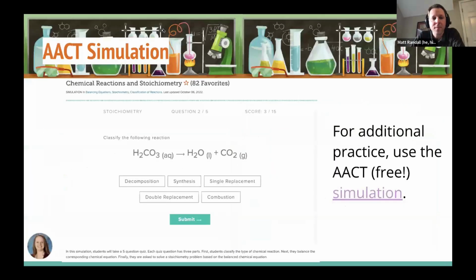Okay. Christy also had added this link for a simulation. I think I'll just leave this here for people to check, but this is an example that connects back well to Unit 5, where students can figure out the type of reaction, they balance an equation. It's a really interactive way of doing that. And then there's a stoichiometry problem where they can check their answer. And so it's another resource for you for practice.